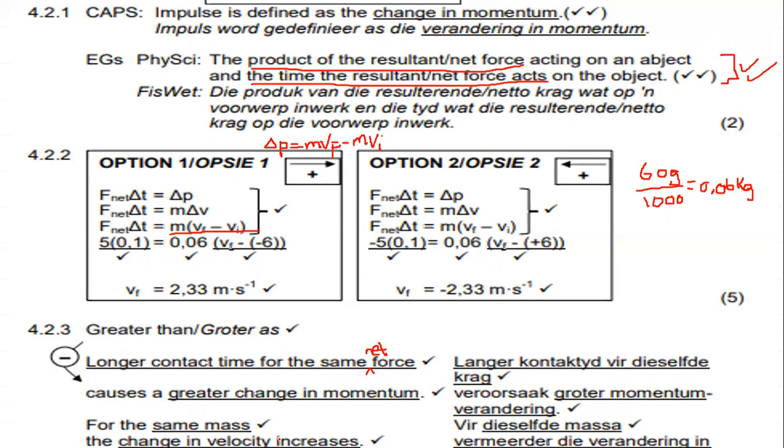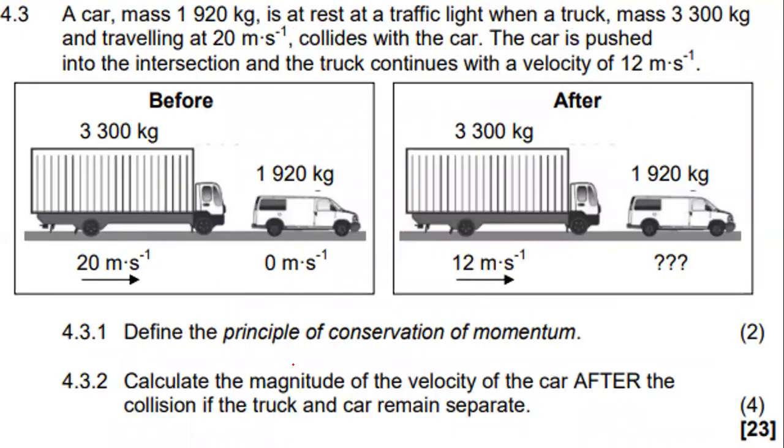Then let us move to our last question. It says, a car of mass 1,920 kilograms is at rest at a traffic light when a truck of mass 3,300 kilograms and traveling at 20 meters per second collide with the car. Now, this is definitely not good news. No one wants to be hit by a truck or in fact get into an accident for that matter. The car is pushed into the intersection.